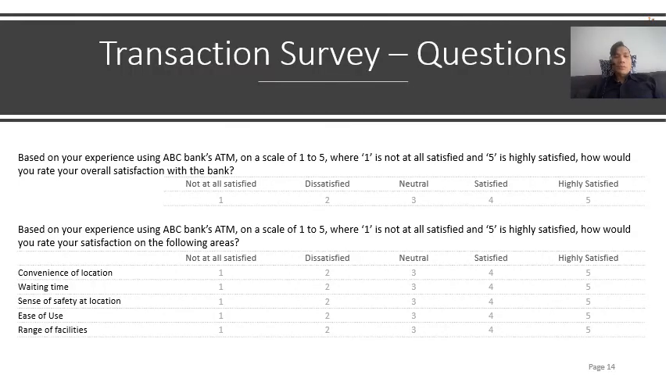service. Just to give you an example of some questions you can ask, for example, in a survey question, based on your experience using ABC Bank's ATM on a scale of 1 to 5, then you can ask them, rate your satisfaction level in terms of convenience of location, waiting time, safety, ease of use, and range of facilities. And of course, all these will be rated on a 5-point Likert scale, or 7 or 10, depending on what is the most convenient and the easiest for you to do.